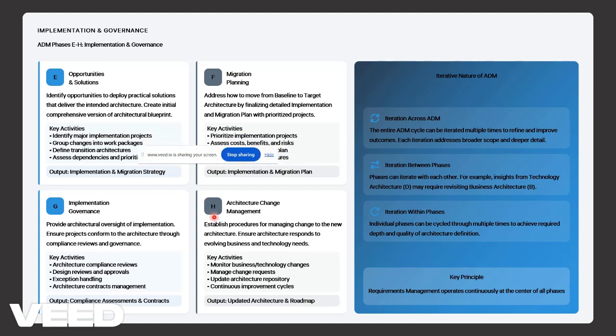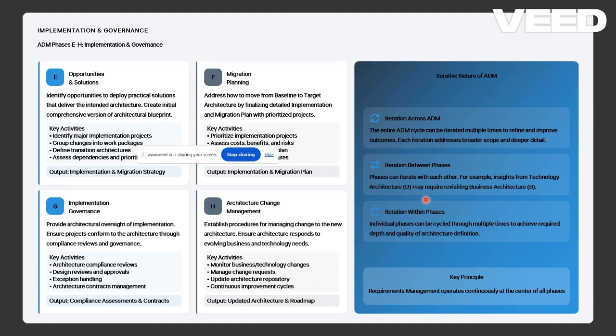Now, H is the last phase, architecture change management. This establishes the procedure from A to G for how your change management applies new architecture changes to your products and to the evolution of the business, monitoring the business. It talks about technology change, managing change requests, updating the architecture repositories, and improving the life cycle of the product.